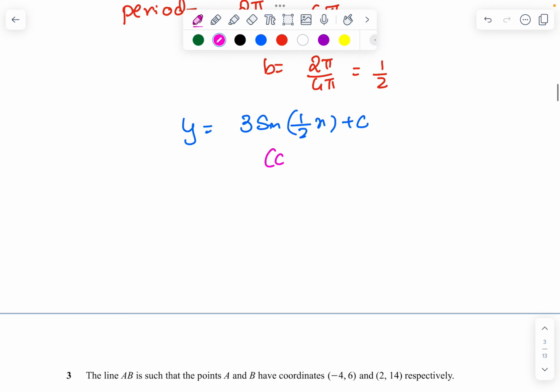So first of all, I'm going to find the gradient of AB, which is (y2 minus y1) by (x2 minus x1), which is going to be 8 upon 6, which is 4 upon 3. So the gradient of the perpendicular will be nothing but minus 3 upon 4. Then I'm going to find the midpoint of AB, which is M, (x1 plus x2) by 2, (y1 plus y2) by 2. So which is going to be minus 1, 10.